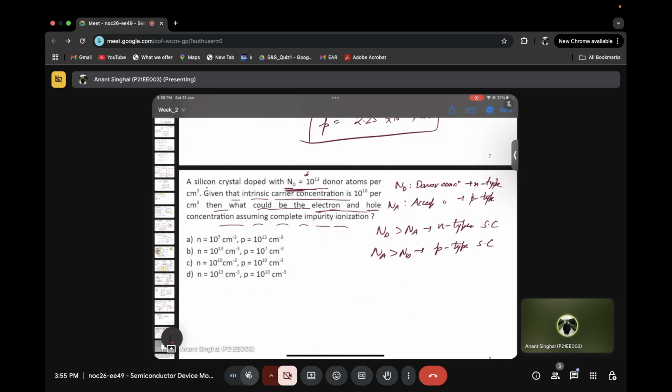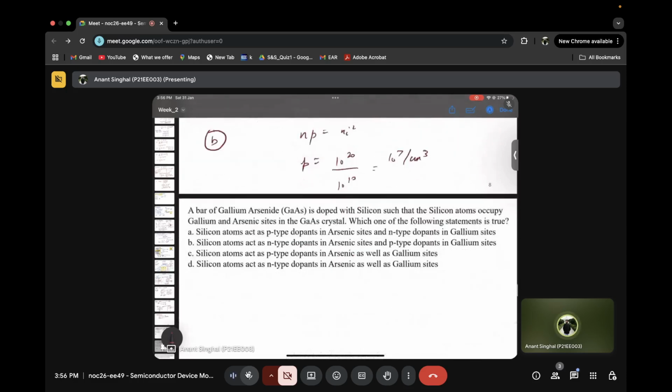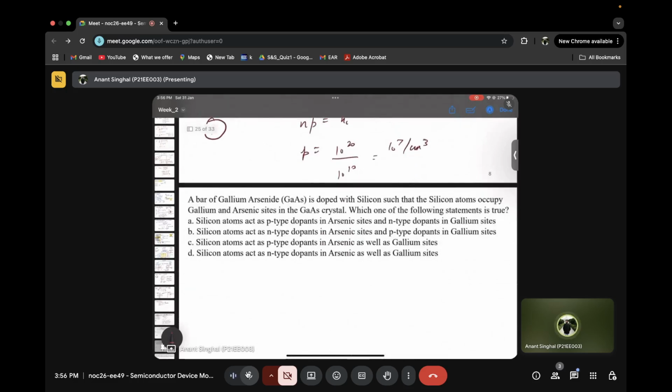Okay, so let's see. We have an n-type semiconductor, so n would be equal to Nd, which is 10^13, and np is ni squared. So the hole concentration would be 10^20 divided by 10^13, which is 10^7 per centimeter cubed. So option B is correct. That is true. Now again we'll check the understanding based upon the doping.